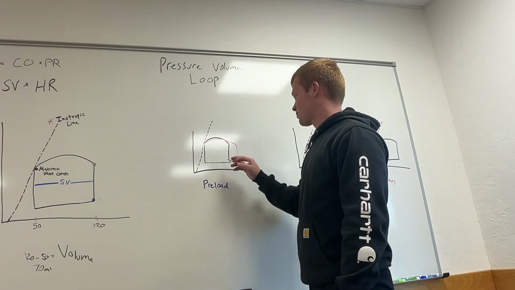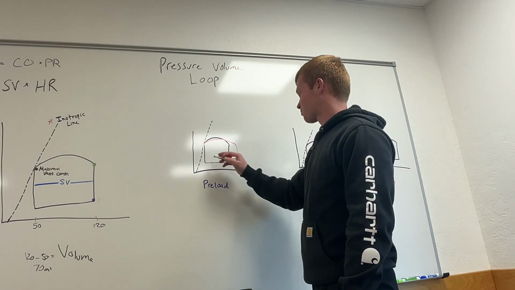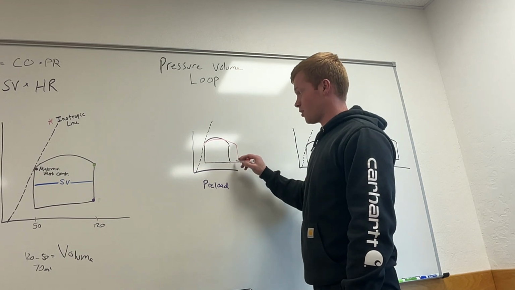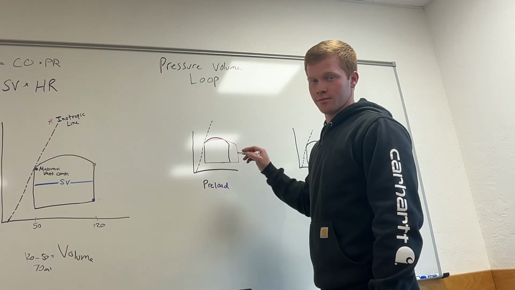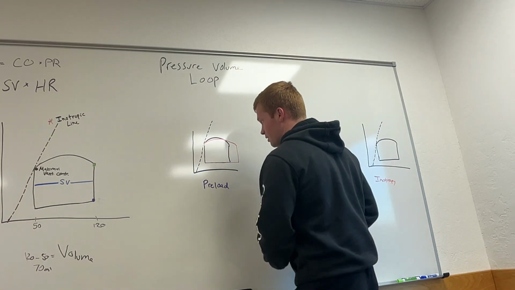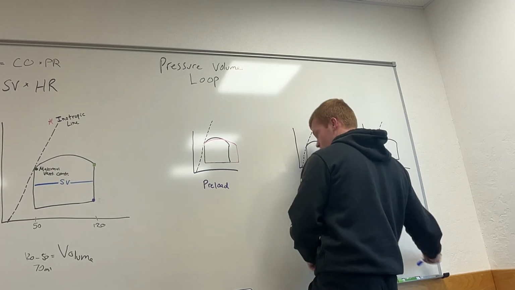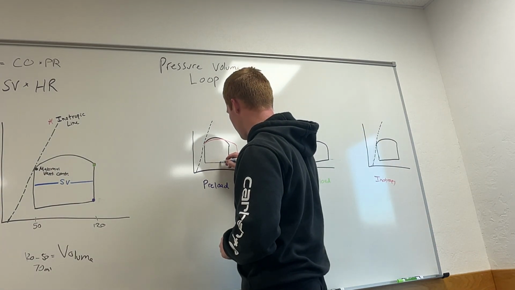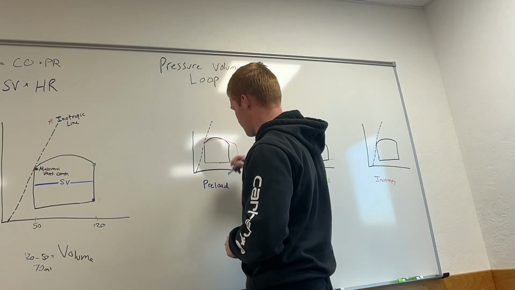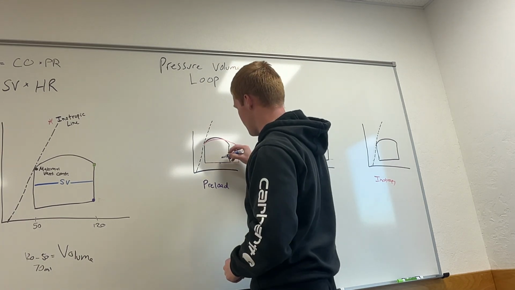Okay, so increased preload is going to increase stroke volume, increase the amount of blood being pumped through the heart. If we decrease preload, let me grab another color. Let's use blue. If we decrease preload to right here, instead of giving the 120, we're getting 190.